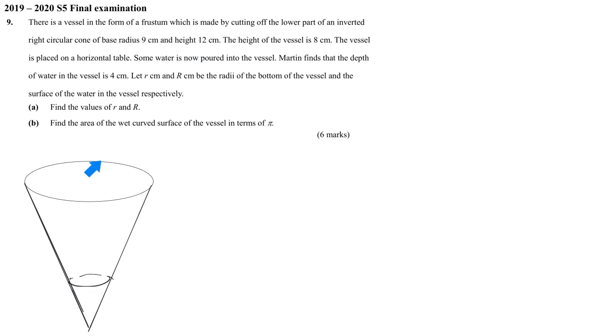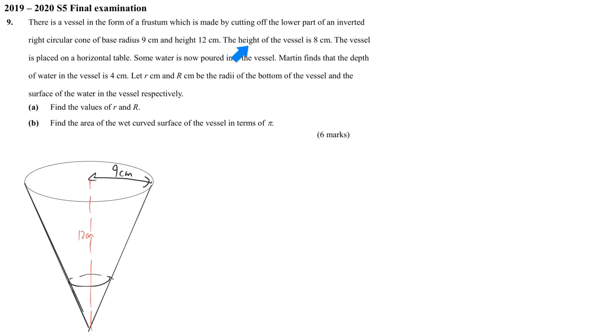We are talking about the original cone, which has a 9 cm base radius and the height is 12, and we cut off this part. We didn't tell you what is the height of the cut part here, so make sure you label clearly. We are talking about the base radius of the original cone is 9 cm, while the total height is 12 cm.